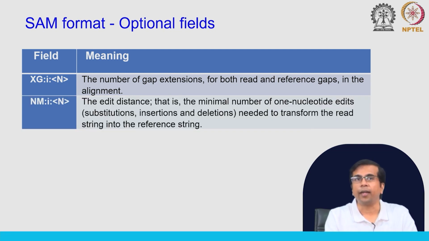Then you have something called NM. So, this is the edit distance. That is the minimal number of one-nucleotide changes, whether it is insertion, deletion or substitution, that you need to make in the read sequence to get to the reference string. So, it is the number of mismatches plus the number of indels that gives you this edit distance, or simply how far the read is from the reference sequence. In most cases this should be 0 because you do not have any mismatch or indel in the data. Again, we will go back to the SAM file and carefully look at how these numbers actually look.